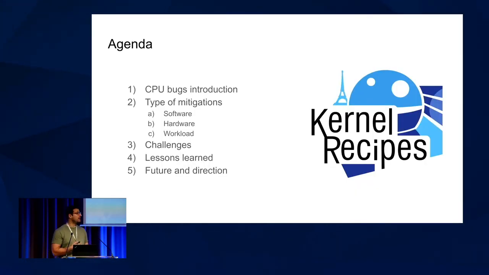Anyway, this is what I'm going to talk about. Let me start a timer here. I'll be talking about what a CPU vulnerability is, types of mitigations we have, some challenges, some lessons learned, and where I think we should go, given that we have been in this problem space for 6 years and things are not getting better. Feel free to interrupt me at any time. As someone said earlier today, I have a bunch of slides here, but discussion is more important to me, okay?